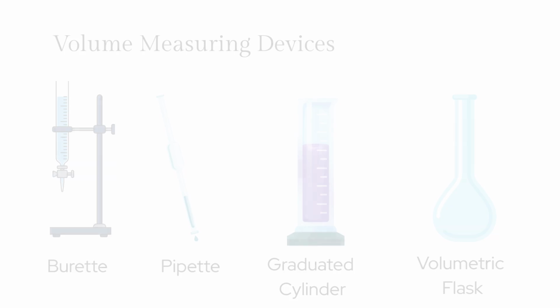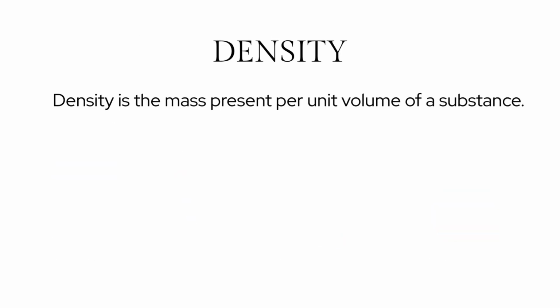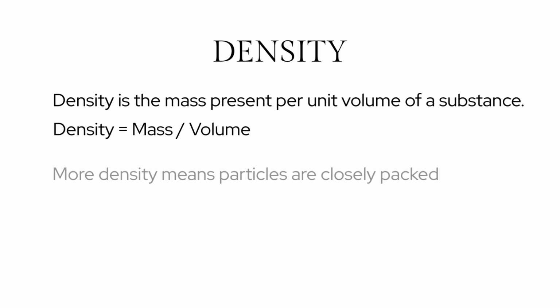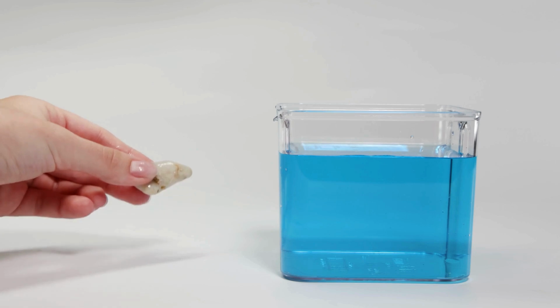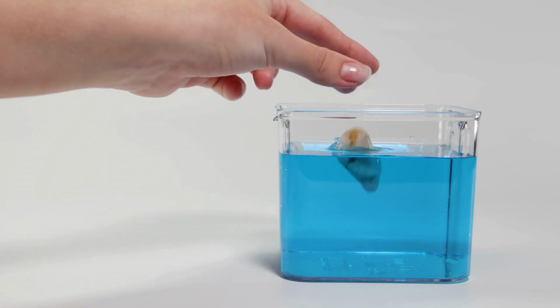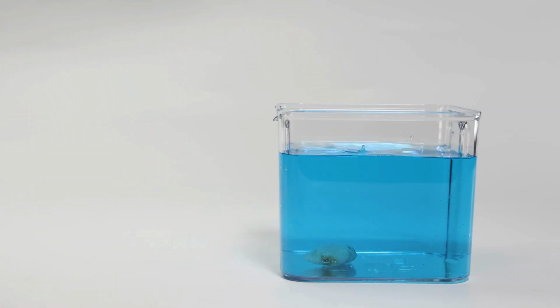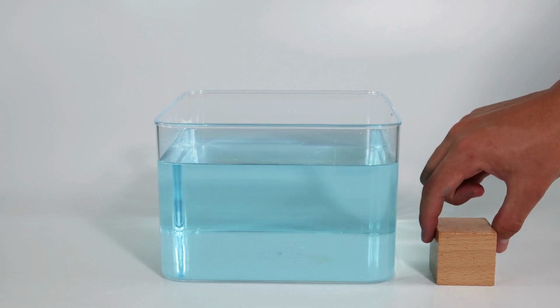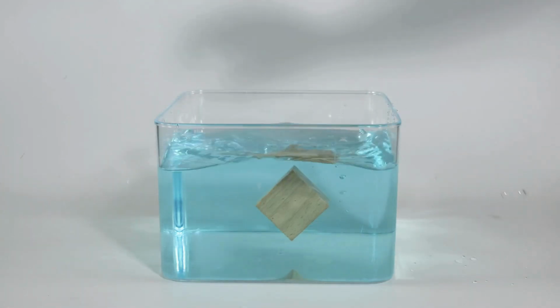Now let's understand density. Density is the mass present per unit volume of a substance. Or we can say density equals mass divided by volume. If density is high, particles are packed more closely together. That is why some substances sink in water while others float. For example, stone sinks in water because its density is greater than water, whereas a block of wood floats in water.